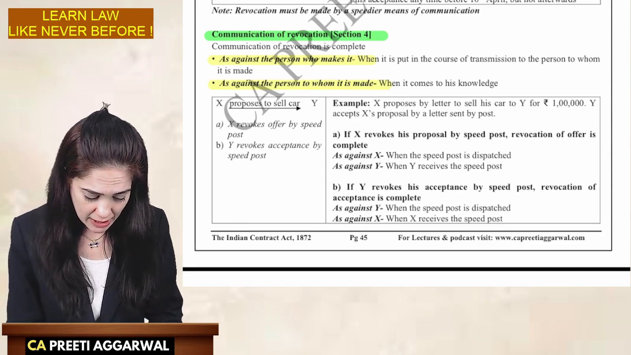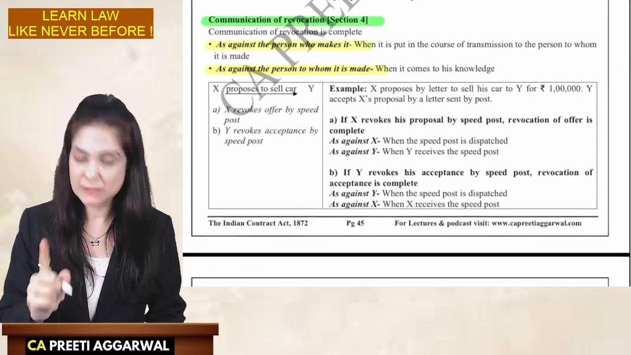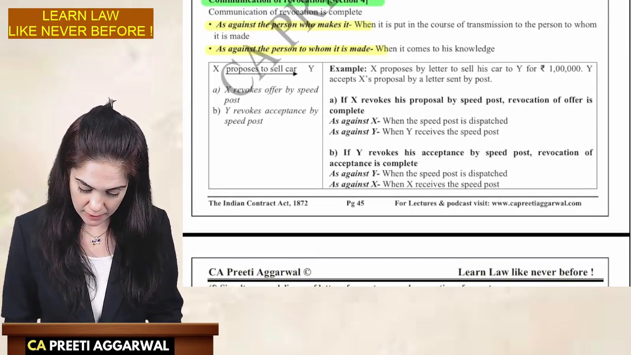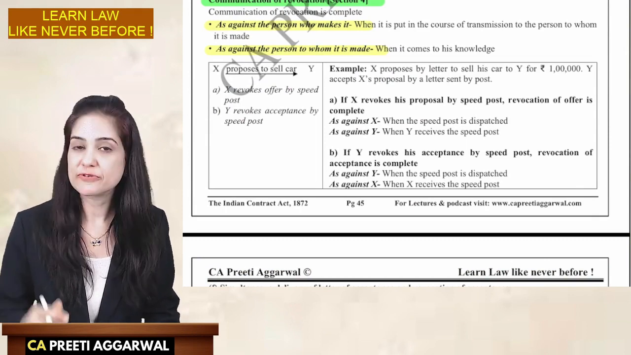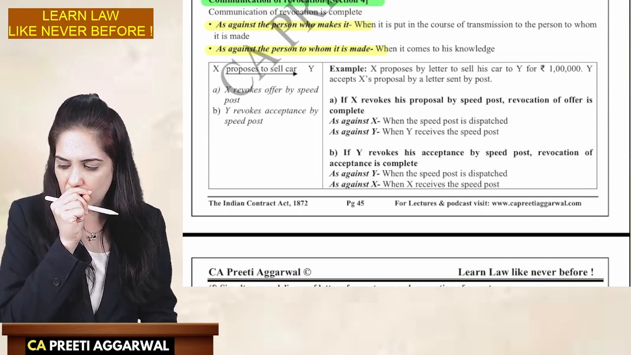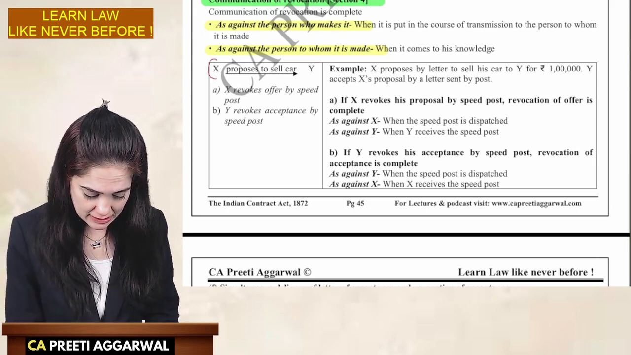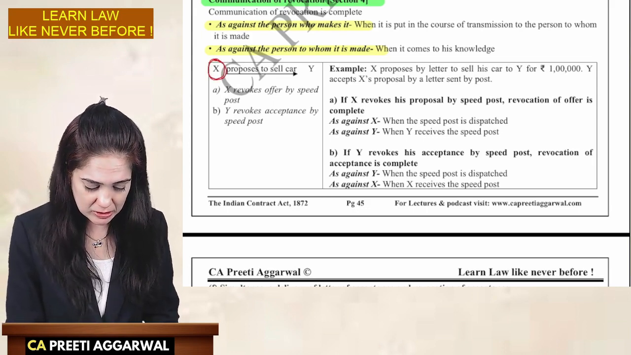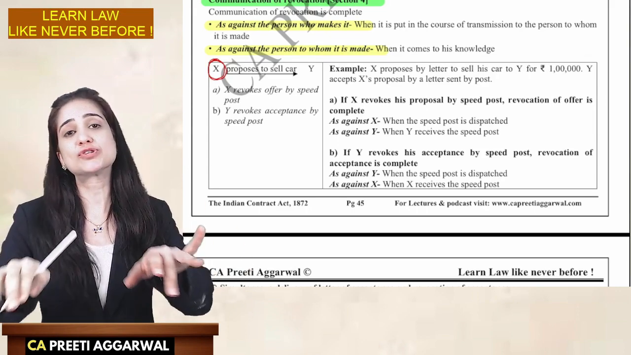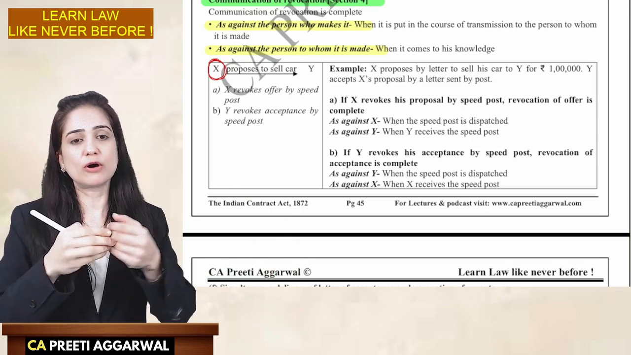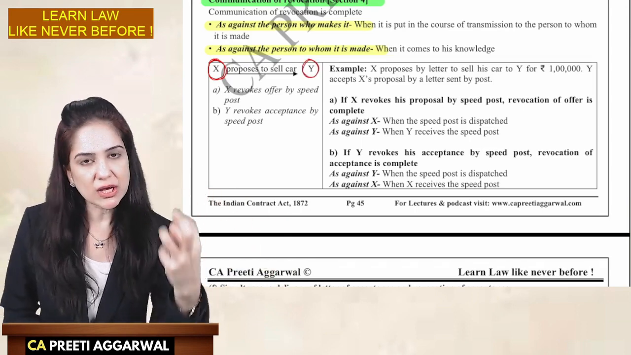Now, X proposes to sell his car to Y. X revokes the offer by speed post. Revocation of offer is complete for X. See, the person who revokes it, for him it is complete when he posts it. I have posted the revocation. For me, the offer is revoked. And for Y, it will be when he receives the revocation.